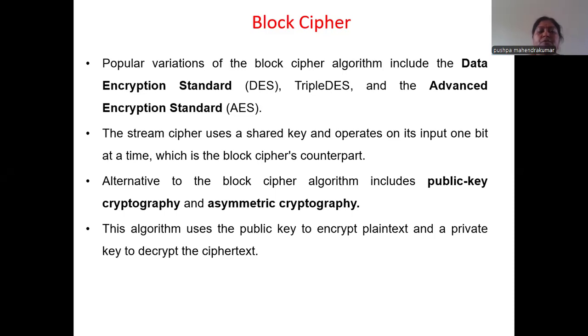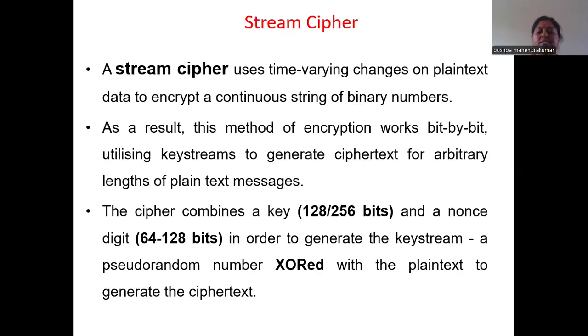The stream cipher uses a shared key and operates on its input one bit at a time, which is the block cipher's counterpart. An alternative to the block cipher algorithm includes public key cryptography, or asymmetric cryptography. This algorithm uses the public key to encrypt plain text and a private key to decrypt the ciphertext. Next is a continuation of block ciphers.